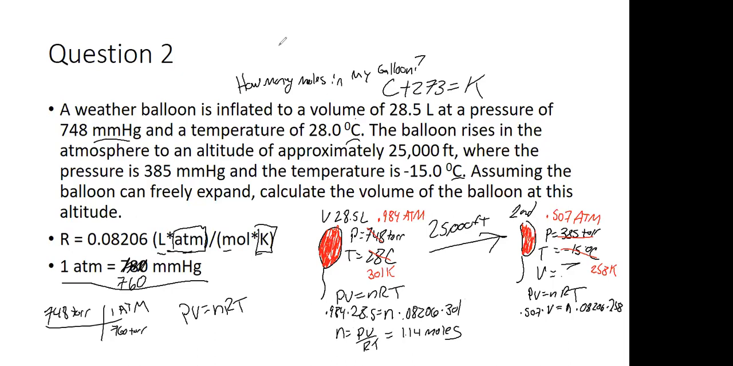How do we know when to use PV equals NRT or P equals NRT divided by V? Those are actually the same equation. PV equals NRT is the same thing as P equals NRT divided by V. It's also the same thing as V equals NRT divided by P. The only difference is that I'm dividing each side by V. So you use this equation if I'm solving for pressure, because I have pressure on one side of the equation. You use this equation if you're solving for volume. You use N equals PV divided by RT if I'm solving for number of moles.